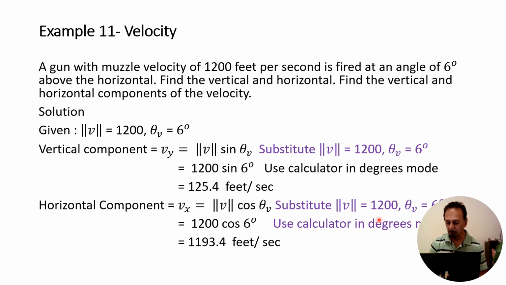So the vertical component is 1200 times sine of 60 degrees, and we put that on the calculator, which gives 1039.2 feet per second. And for the horizontal component, we substitute the magnitude of v is 1200 and theta v is 60, so 1200 times cosine 60 degrees, which is 600 feet per second.